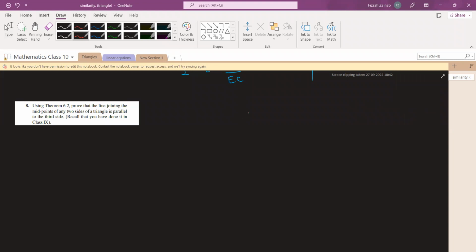So let me just revise. In question number 7, what we did, there was a triangle, right? Let us have a comparison between question number 7 and 8 first of all. Don't write, just pay attention. In question number 7, for example, this is triangle ABC.